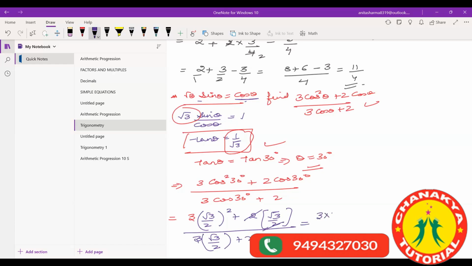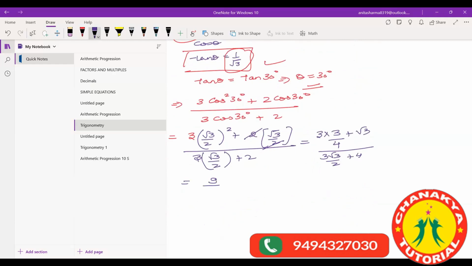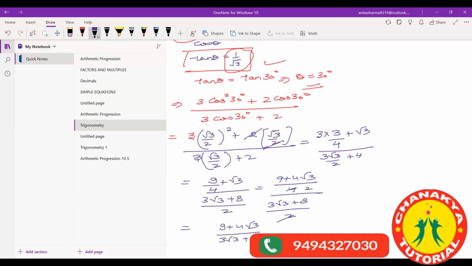Then 3 into root 3 squared is 3, 2 to the 4, plus root 3 upon 3 root 3 plus 2 by 2 to the. Now multiply 3 by 3 is 9 by 4 plus root 3 upon 3 root 3 plus 8 by 2. Now you can take the LCM in the numerator. So it will be 9 plus 4 root 3 by 4, and 3 root 3 plus 8 by 2. So you can write 2 to the 2 is 4, so 9 plus 4 root 3 upon 3 root 3 plus 8. Now, children, you can further solve it by rationalizing it.